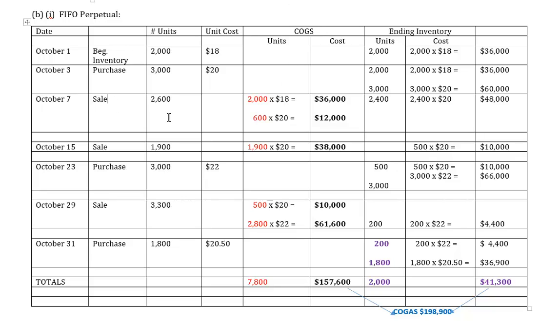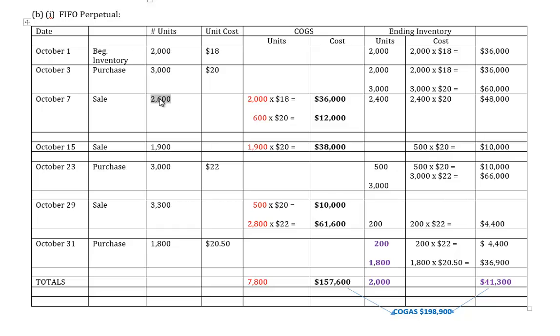So what happens? On October the 7th, I sell 2,600 units. Where did those units come from? Well, don't forget, I have to update on a perpetual basis. So did those 2,600 units come from the 3,000, the 2,000, or both? They came from both. Don't forget, I have to take them out of the beginning inventory first because it's FIFO, first in, first out.